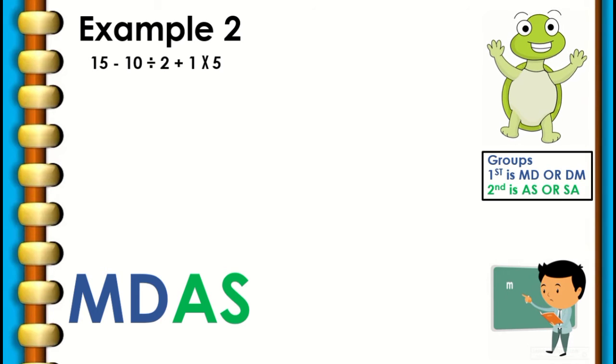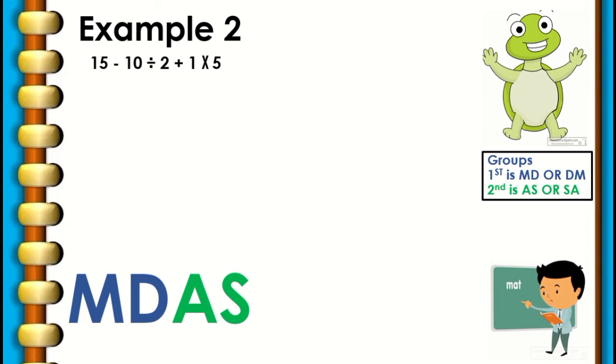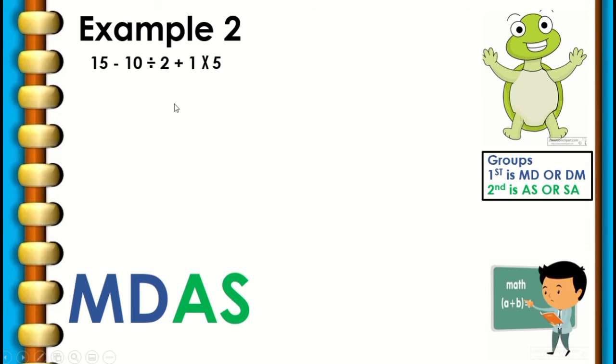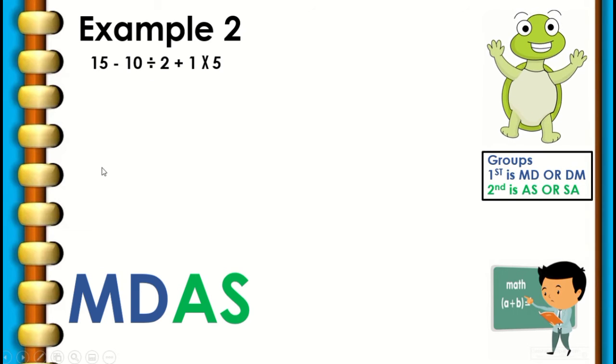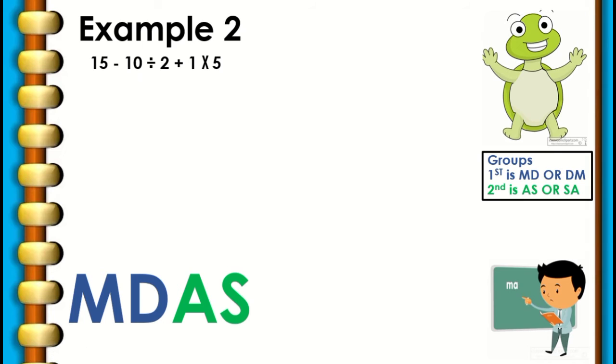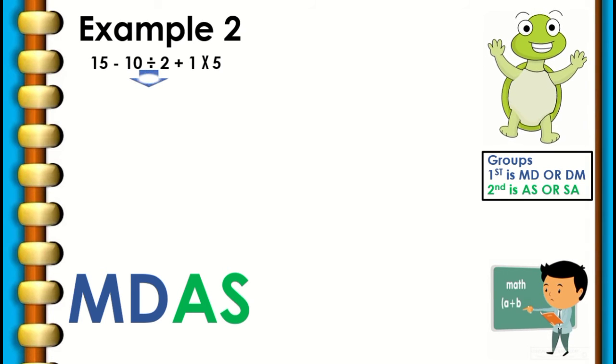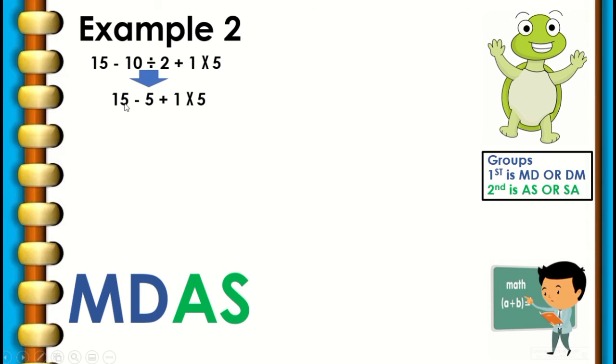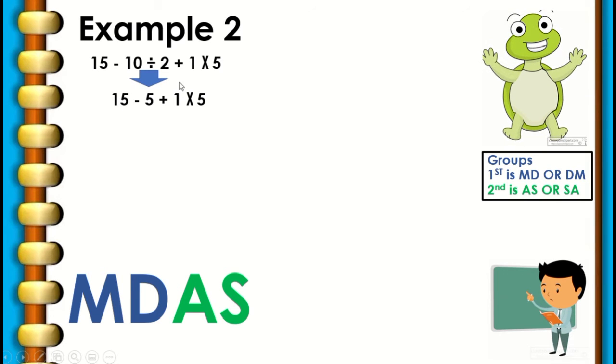It can be interchanged. So, tingnan muna yung sa first group natin. We have to accomplish or settle muna yung multiplication and division. So, dito meron siya. Ang nag-appear na una is the division. So, kailangan muna natin mag-divide. So, from left to right ang method natin. So, 10 divided by 2, that is 5. And then, copy the remaining digit on both sides. So, we have 15 plus 1 times 10.